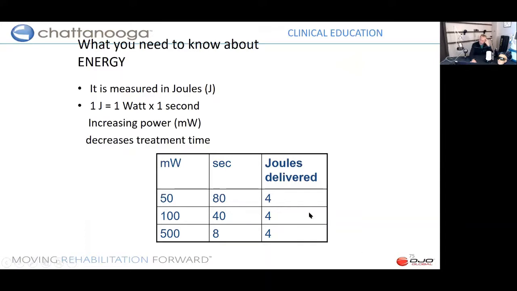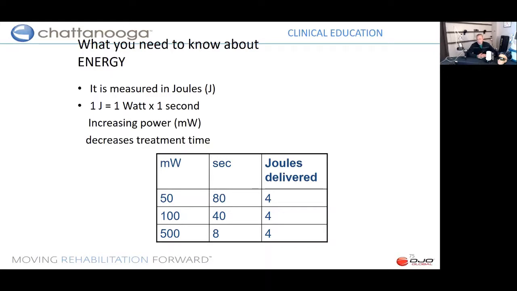To deliver 4 joules of energy with a 50 milliwatt laser, which is an older, handheld pen style, it takes 80 seconds to provide that delivery. All the way down to 500 milliwatts, that takes 8 seconds. So with a 20 watt, it's a fraction of a second.